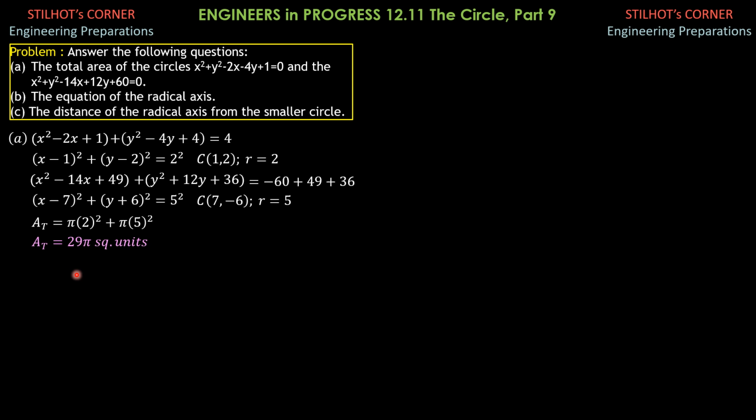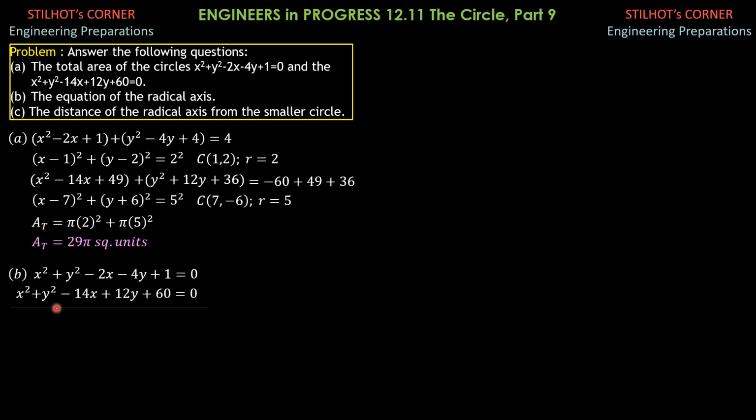Let's proceed to the second question, the equation of the radical axis. For this equation of radical axis, we simply eliminate x squared and y squared terms. So that is, for part B, x squared plus y squared minus 2x minus 4y plus 1 equals 0. And the second equation subtracted from the first, x squared plus y squared minus 14x plus 12y plus 60 equals 0. So subtracting, we can now eliminate x squared and y squared. The resulting equation is an equation of a line which represents the radical axis.